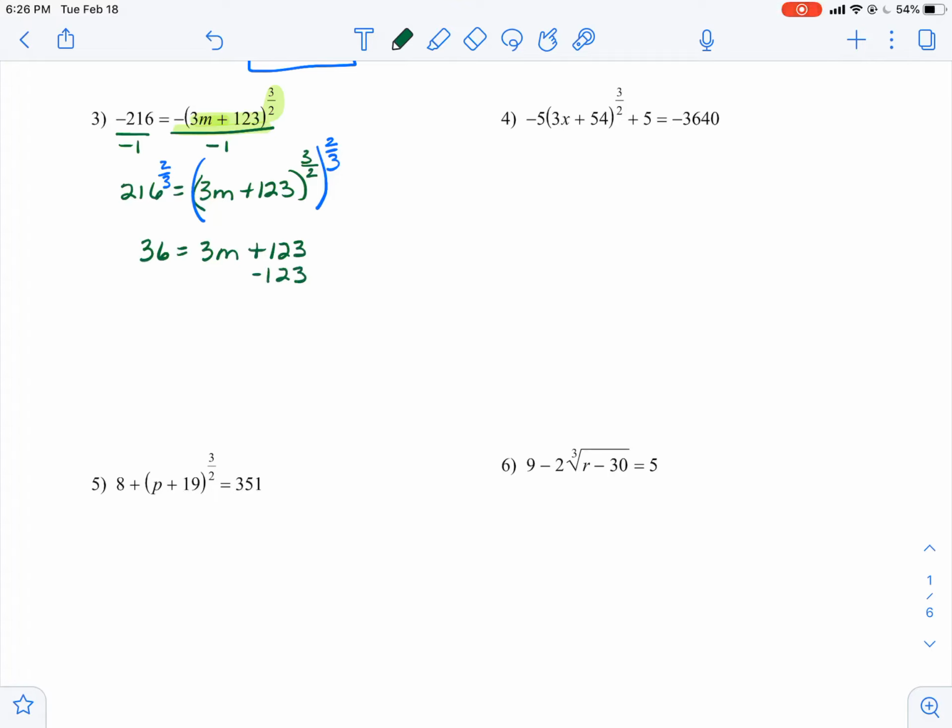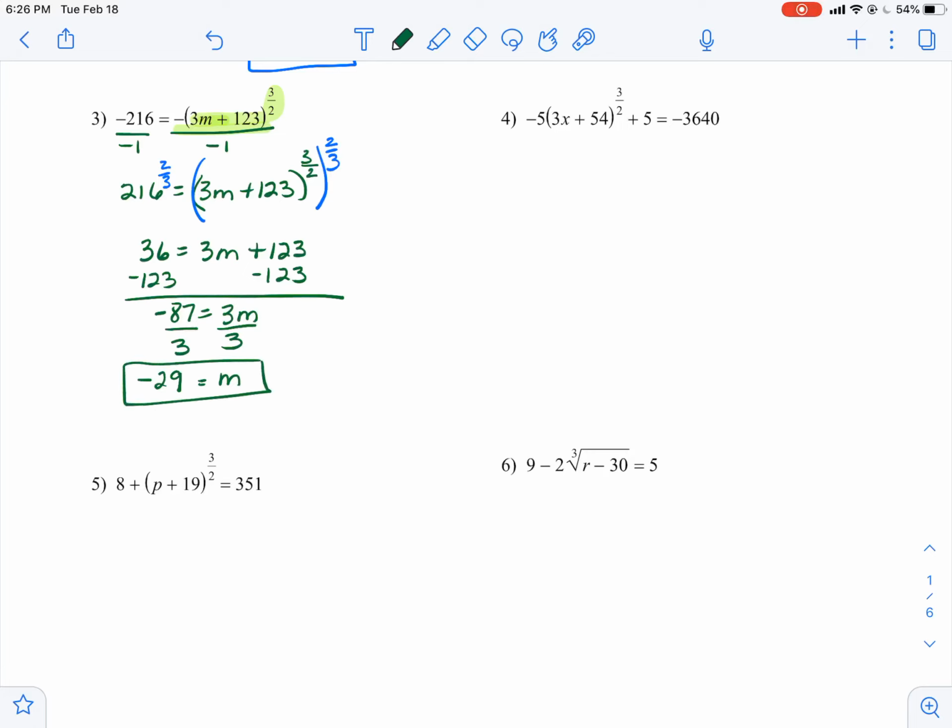Let's go ahead and do some solving real quick. We're going to move over the 123 on that. And so we've got 36 minus 123, which is -87. And let's divide. And so we have -29.